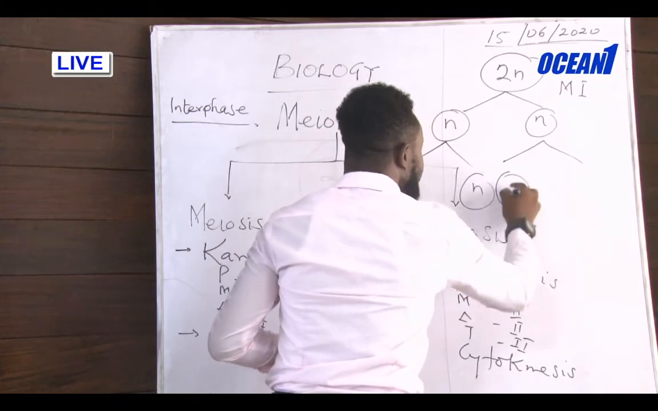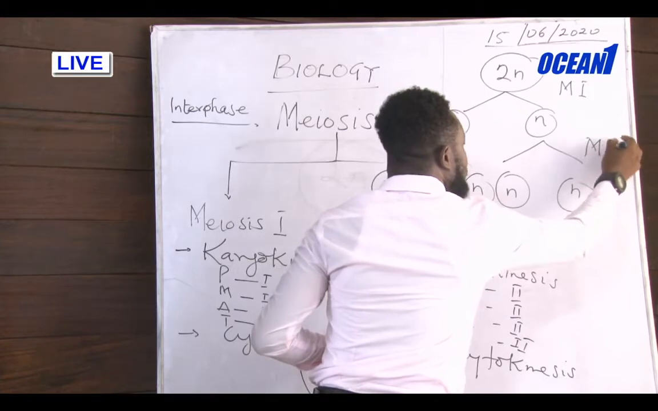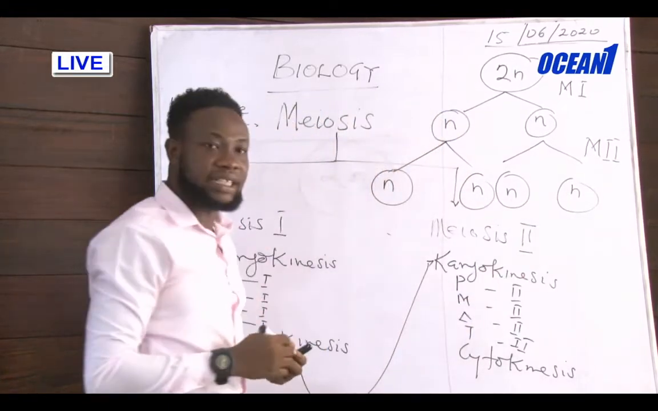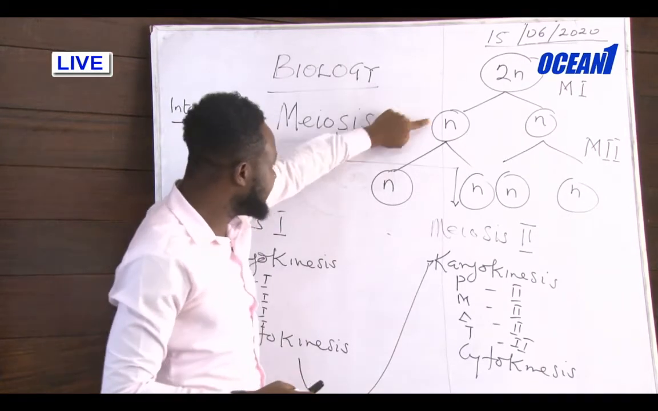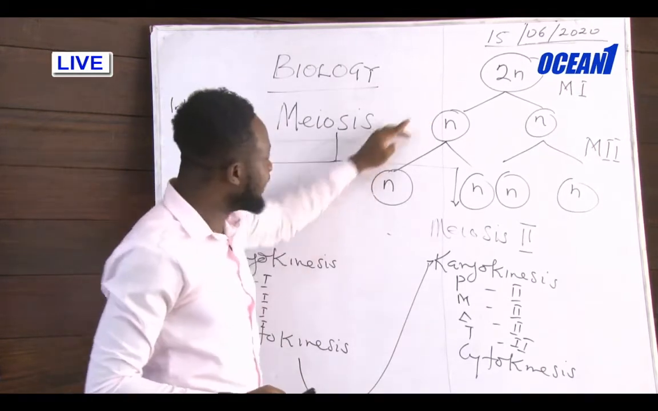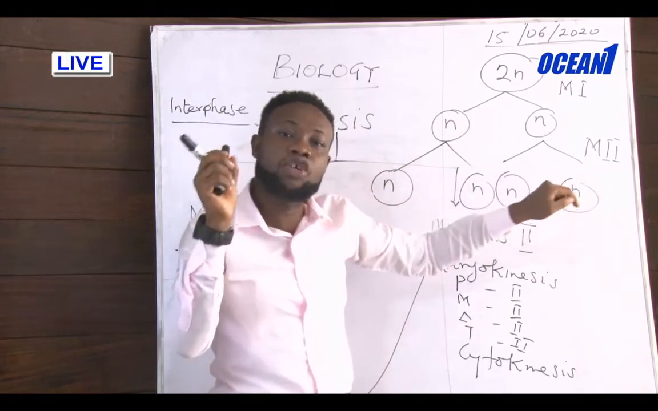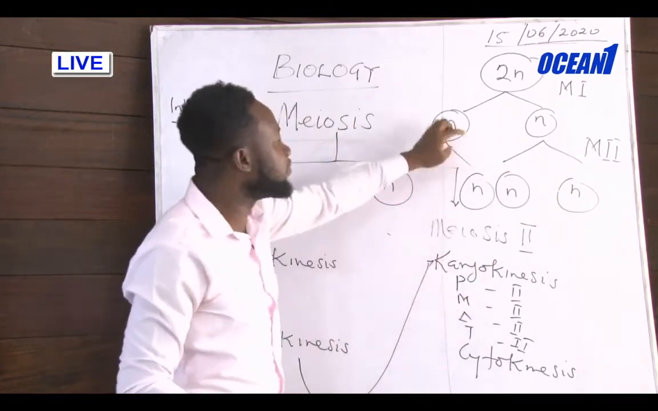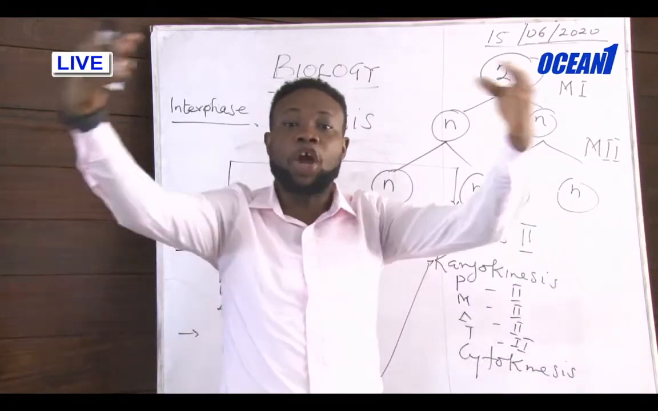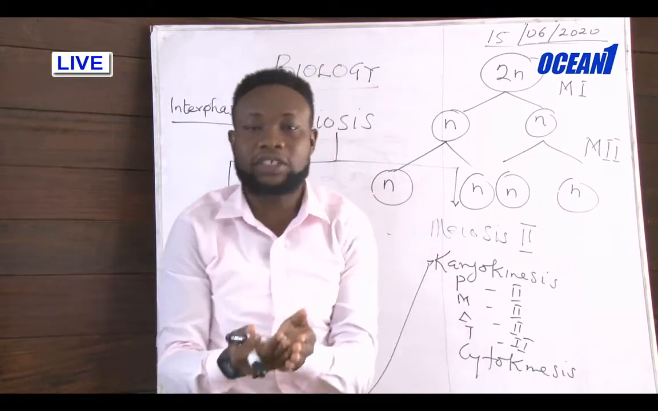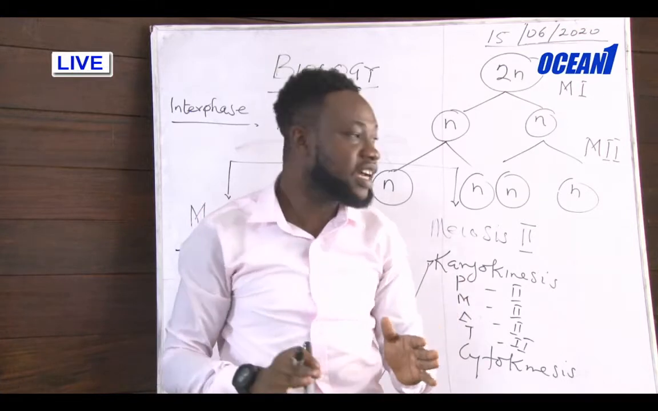This also further divides to give me a haploid number. So this is meiosis 2. Please, let's look at this. You realize that the number of chromosome sets here is the same as the number of chromosome sets here. This was a haploid and this is a haploid. So you could say that meiosis 2 is an equational division, whereas meiosis 1 is a reductional division. But when we join all together, we say that meiosis is a reductional division. So that is the slight difference that I want you to get.